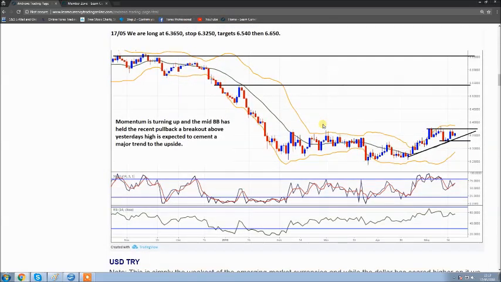Another one to keep your eye on is this one. It's a very unique currency, let's say. It's the Chinese yuan. And basically it is, to a degree, manipulated by the Chinese authorities.